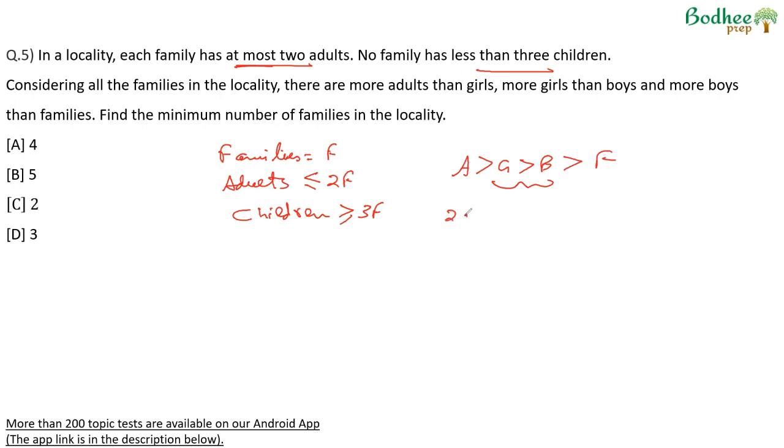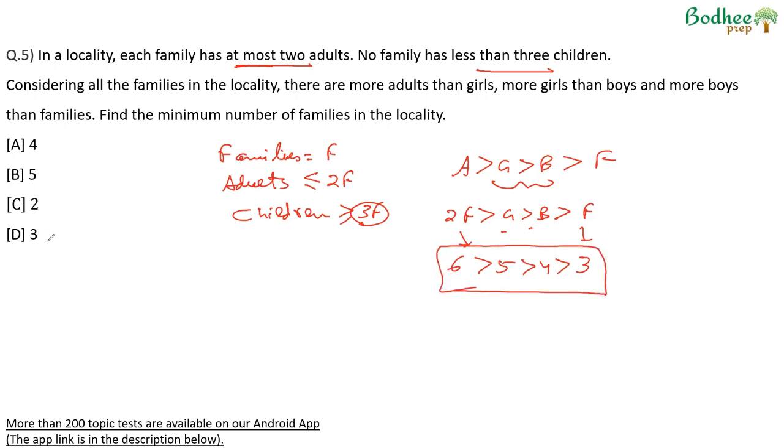Now, number of adults is 2f. 2f is greater than g, which is greater than b, which is greater than f. Whatever the value of f is, the number of adults will be 2f. We need at least two numbers in between. If I put f as 2, this will be 4. There is only one number in between. Therefore, the minimum value that I need for f is 3. If we put this as 3, the number of adults will become 3 2s are 6. The number of children in this case will be 3 3s are 9, which can be divided as 5 and 4.